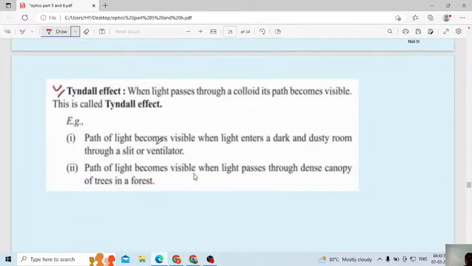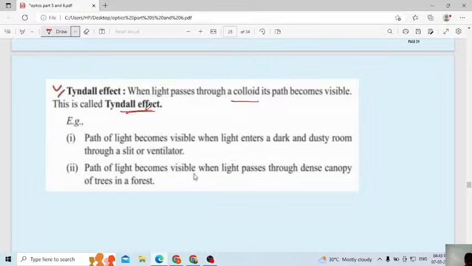Next one, Tyndall effect. What is meant by Tyndall effect? When light passes through a colloidal solution, its path becomes visible. This is called the Tyndall effect. What is meant by colloidal solution? Tell me any example for colloidal solution, because you studied everything in chemistry.